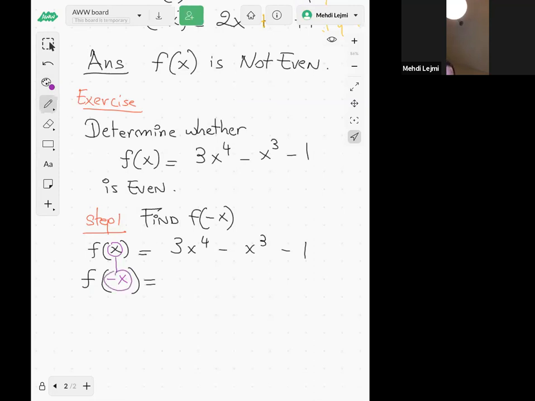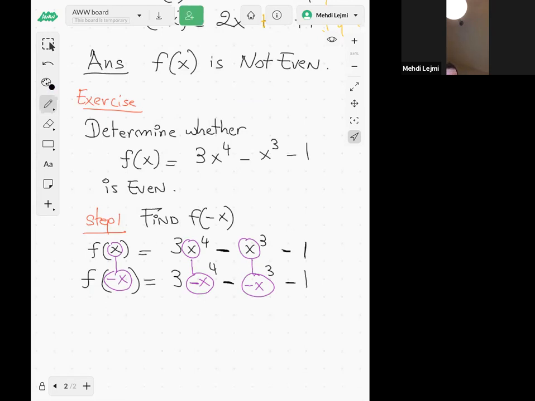What you need to do is replace x by minus x. Here's an x, here's an x. So just put a circle around x, and then you replace your x by minus x. So this is power 4. There's a minus here, so I'm going to keep the minus. There's a cube, here's my cube, and then we keep, of course, minus 1.